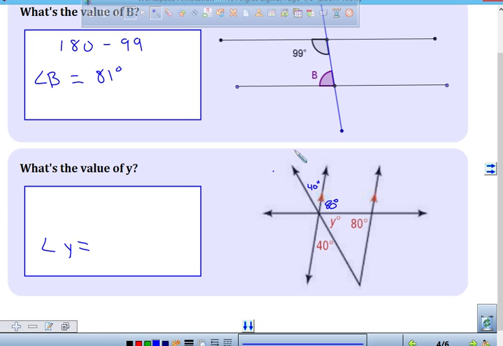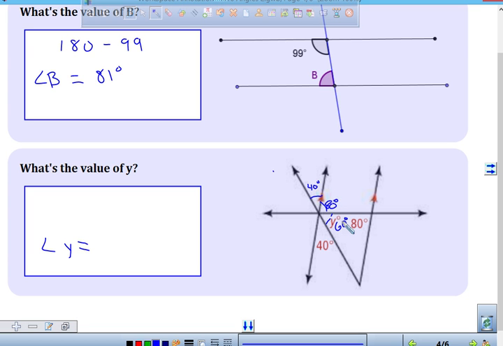Okay? And what do those three angles together make up? 180 because it's a straight line, right? So this angle plus this angle plus this angle has to equal 180. You have the other two that equal what together? 120. So you subtract 120 from 180, and very good, you get 60 degrees.